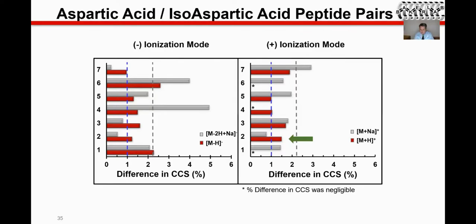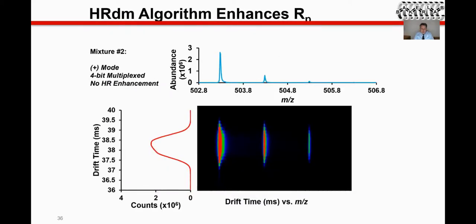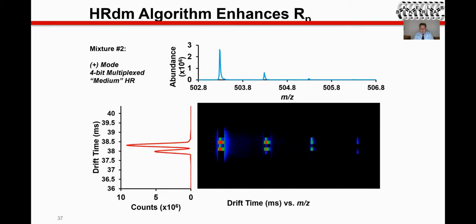This is number 2 here, and that had a separation of just under 1.5%. We can see here in a standard drift tube operation that they're clearly an isomeric pair by the profile of the peak, and yet it's still unresolved. When we apply a multiplexed acquisition and then demultiplex at high resolution, then we can very nicely separate both the aspartic acid and isoaspartic acid isomers of these peptides.